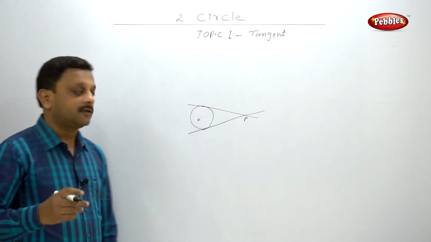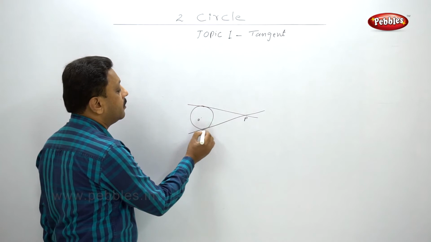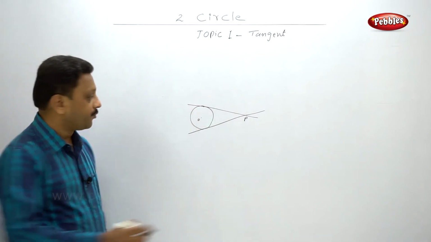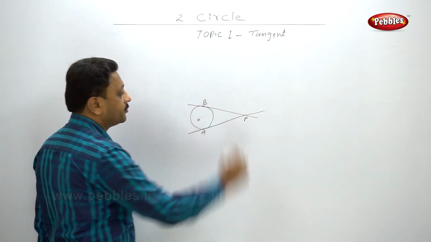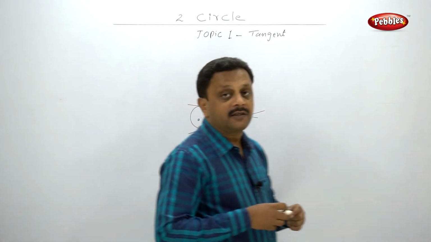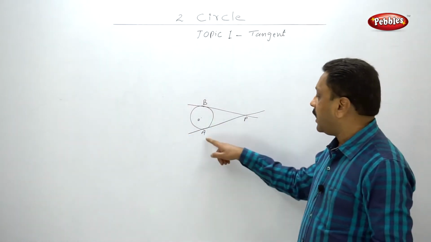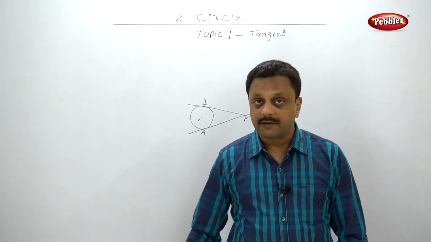Don't look at my figures. My figures are not very perfect because I am drawing by hand. These 2 are the tangents. This is the point of contact. This is A and this is B. Then AP and BP are called tangent segments.